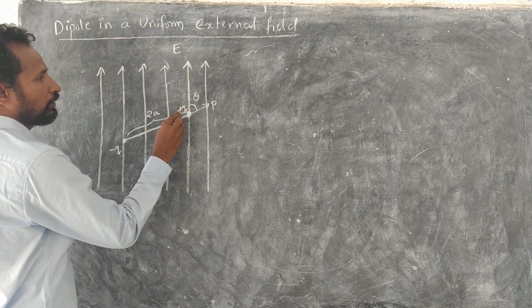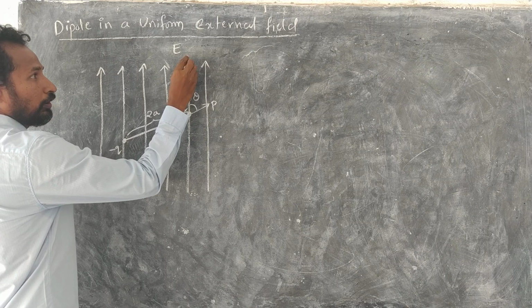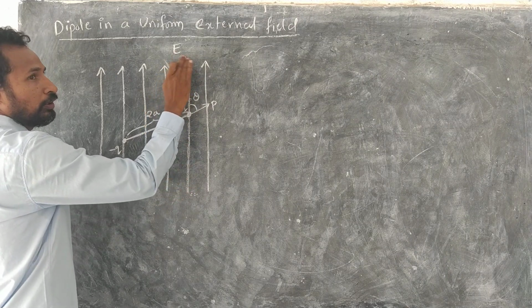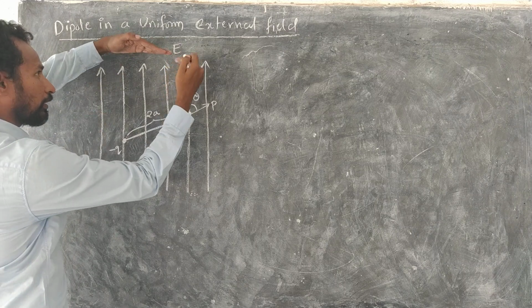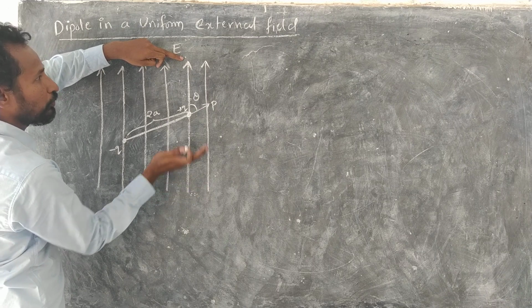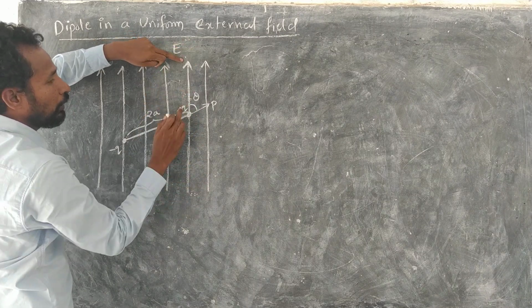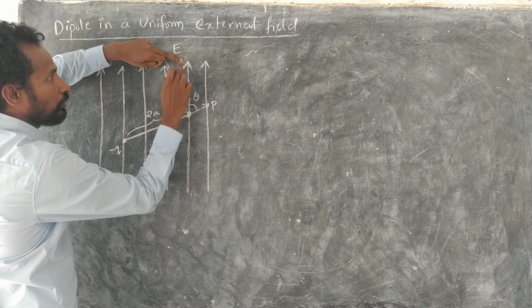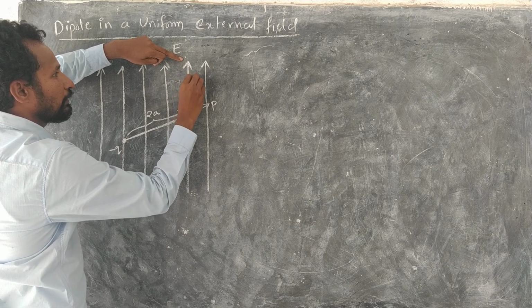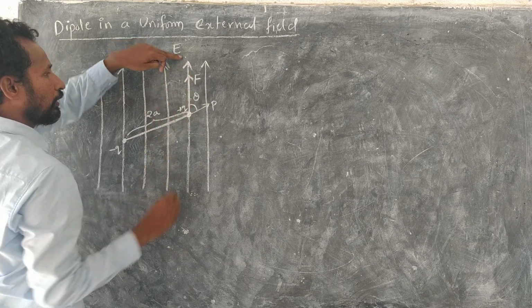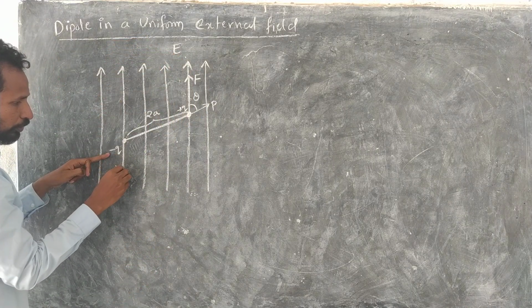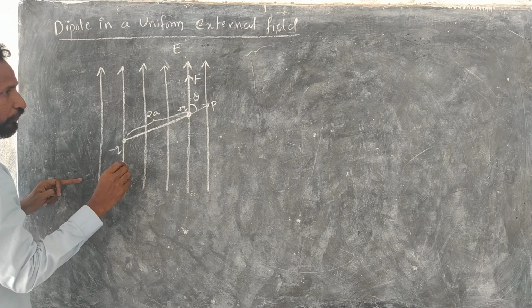Now this is the positive charge and this side is negative. The field acts from positive to negative. So this side is positive, this side is negative, and this is positive. Here we have a negative. So this will experience a force like this, F. Clear? And this negative charge is attracted towards positive. So this is the force F.